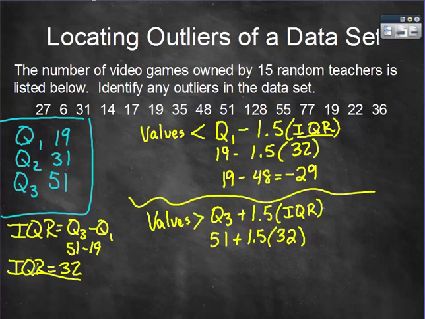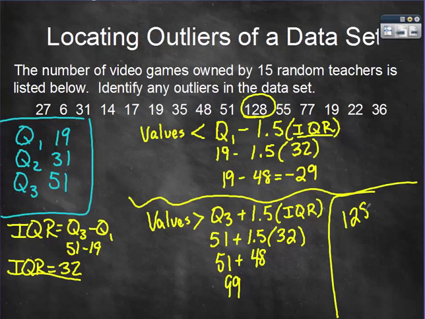1.5 times 32 is still 48. So I have 51 plus 48, which is 99. And this time you'll notice, hey, we do have an outlier of 128. So therefore I know that because 128 is larger than 99, 128 is an outlier.